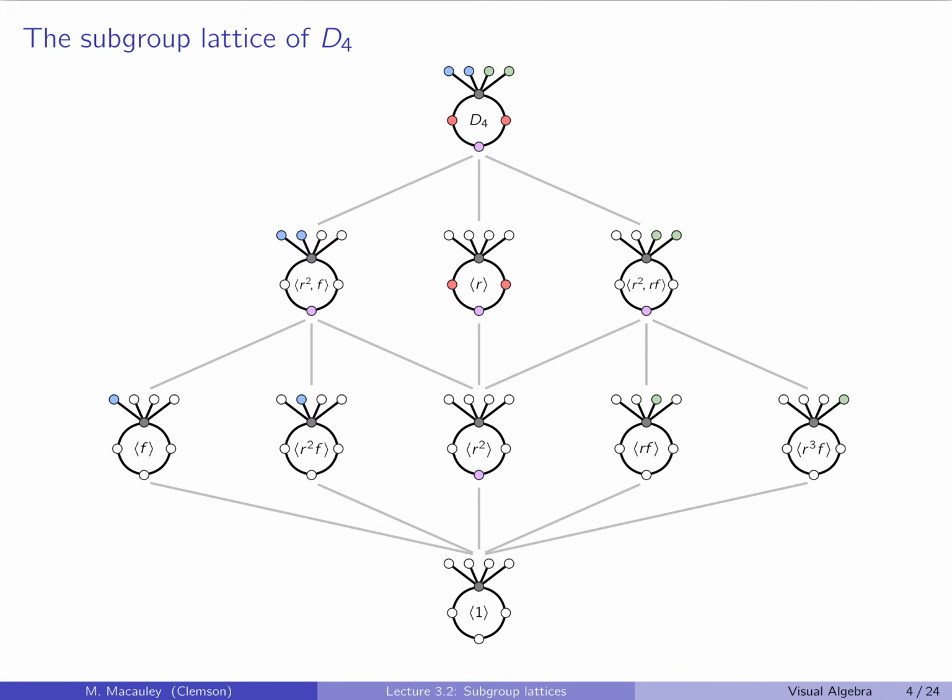Here's another way to see the subgroup lattice of D4. It's the same picture as before, but now I've just decorated each of the subgroups with a cycle graph where I've colored in exactly which elements are in the subgroup. So I'm going to move on, but I encourage you to pause this and spend a minute looking at this and thinking about it. What do you notice about the similarities of these subgroups versus these versus this one, for example?